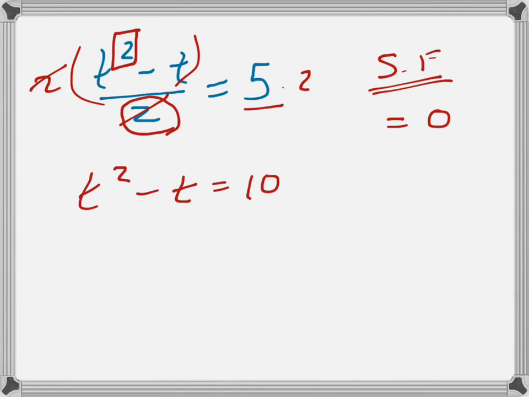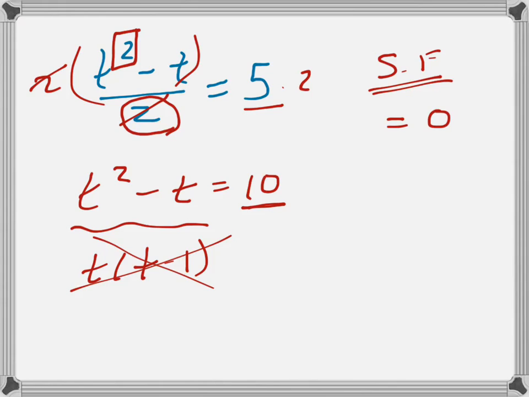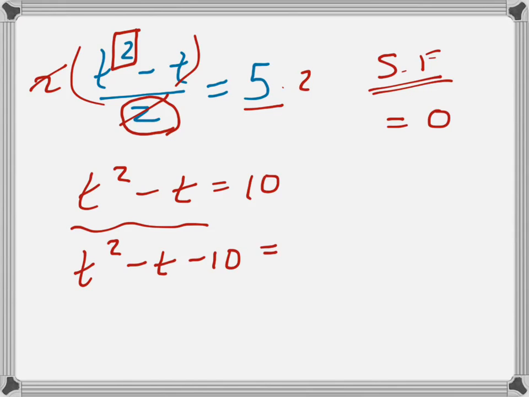Now, here people make a mistake. They think, oh, cool, I can factor this. It's t times t minus 1. But no, don't do that. You can't do that because it's not set equal to 0 yet. The whole point of setting something equal to 0 is the zero product property. So what I'm going to do is subtract 10 from both sides and set it equal to 0.